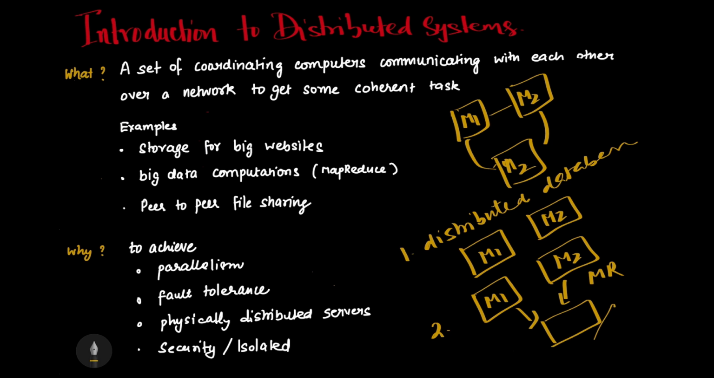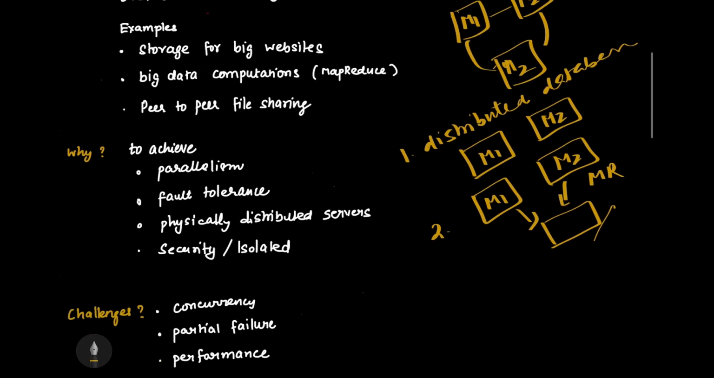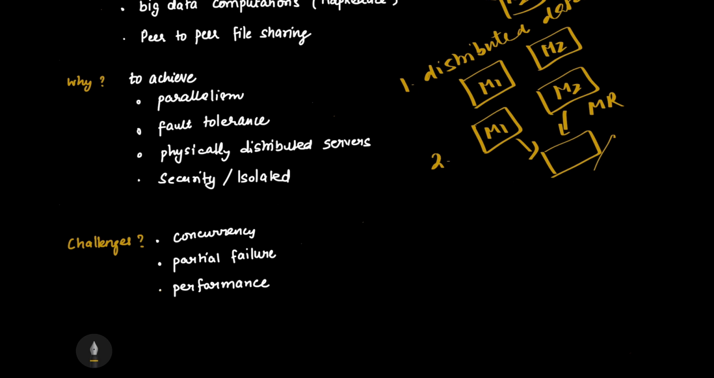Now the third type of example is peer-to-peer file sharing. There are also other examples of distributed systems that we can check on the internet.